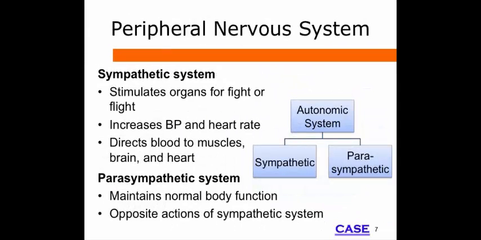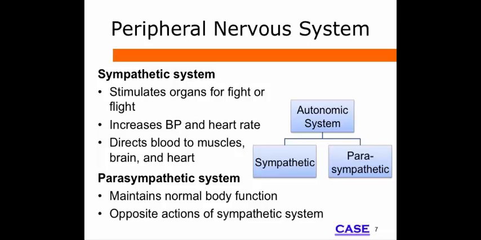Within the autonomic portion of the PNS, the sympathetic system stimulates organs for the fight or flight response. In a case of emergency or stress, the sympathetic system increases the heart rate, blood pressure, and flow of blood to the muscles and heart. The pupils and bronchi dilate, and saliva production and digestion slow.